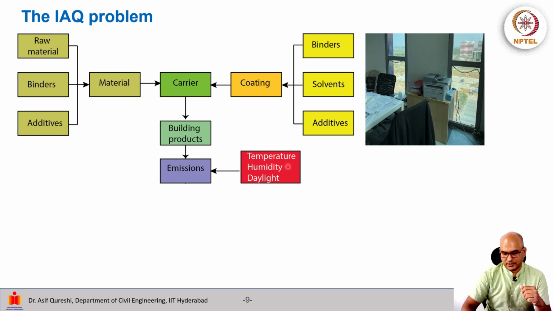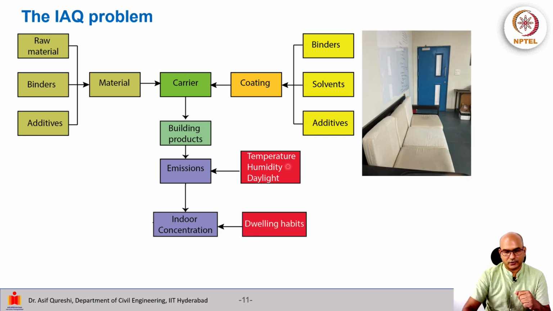But that's not enough. We have then the particular indoor air concentration, which also is influenced by the dwelling habits. So here I am showing another part of building material. So furniture with a sofa, and here I want to denote dwelling habits, meaning what is the activity in the room. Is it an office where people will come and sit and go? So when they are coming, people are bringing dust, and then the movement of people also resuspends the dust. Similarly, when there is a sofa, then we have the coatings here, where solvents will be there, additives will be there.